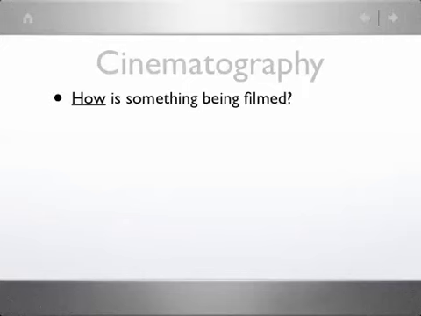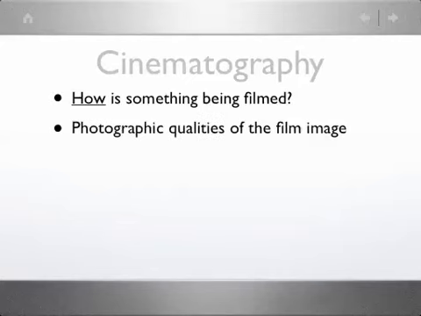Mise-en-scène, remember, I talked about as being related to the question, what is being filmed? Cinematography is related to how is something being filmed. And one of the big areas that is related to how something is filmed relates to the photographic qualities of the film image, the photographic qualities that a film image has by virtue of film being a photographic medium, of moving pictures, of motion photography.